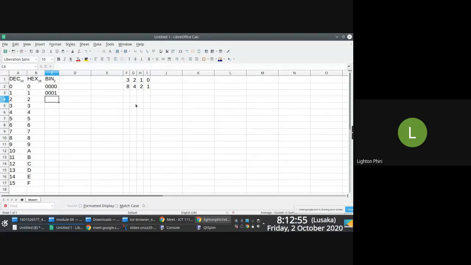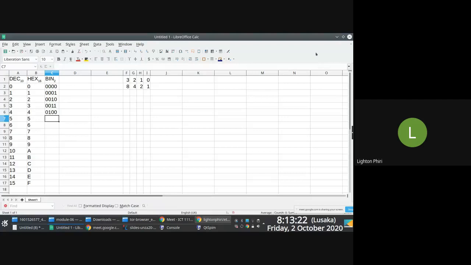For us to get a 2, we just have to make sure that we have 0, 0, 1, 0, right? For us to get a 3, it's just 2 plus 1, so meaning that we have 0, 0, 1, 1. For us to get a 4, it's just this bit here, so it's going to be 0, 1, 0, 0, right?